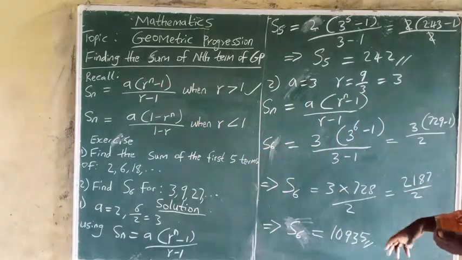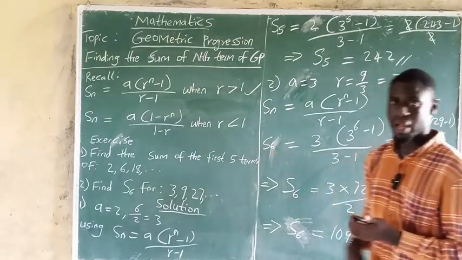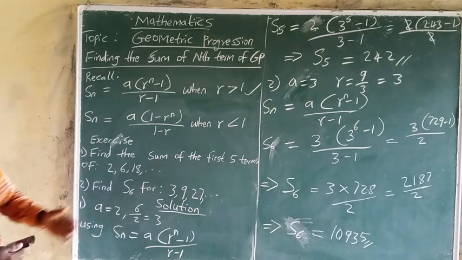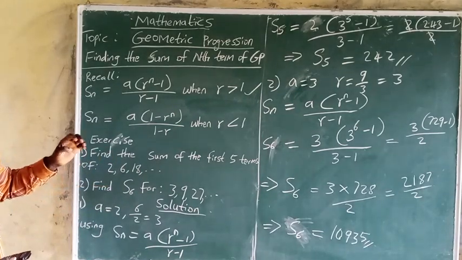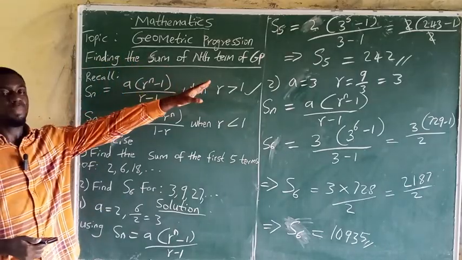So in my next video, I will solve a problem whereby the ratio is less than 1. So we have ended up having this problem solved of finding the sum of the n terms of a GP.